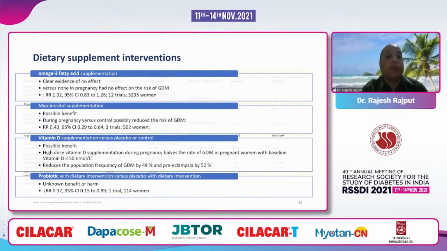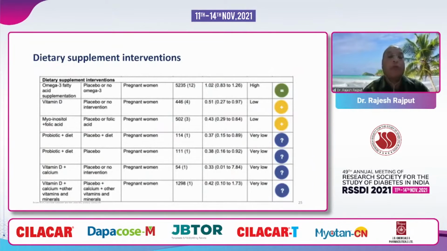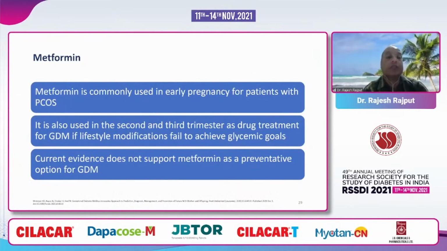Coming lastly to probiotics with the dietary intervention, again, unknown harm or benefit. So again, not of proven benefit. So out of the dietary supplements, it is myo-inositol and to some extent vitamin D which have been found to be beneficial. And again, as I have told you, these are the grades of evidence in different colors with query plus or equal marks. As you see clearly, it is myo-inositol and vitamin D which have been shown to be of some use in reducing the incidence.